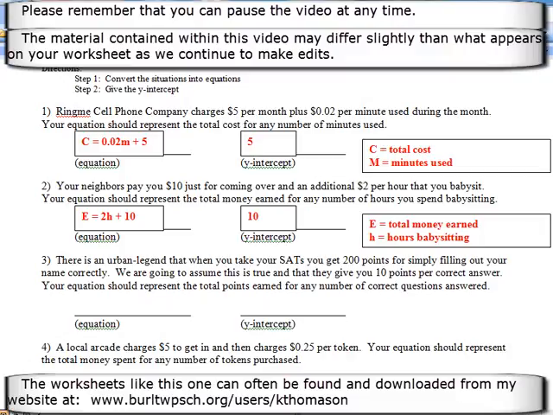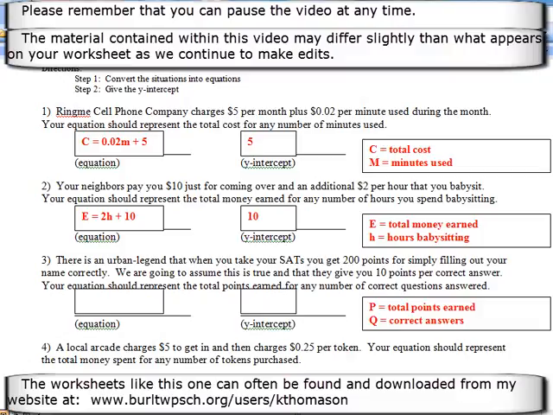Number 3 reads, there is an urban legend that when you take your SATs, you get 200 points for simply filling out your name correctly. We're going to assume that this is true and that they give you 10 points per correct question, or answer, I'm sorry. Your equation should represent the total points earned for any number of correct questions answered. So we're going to let P equal total points earned.